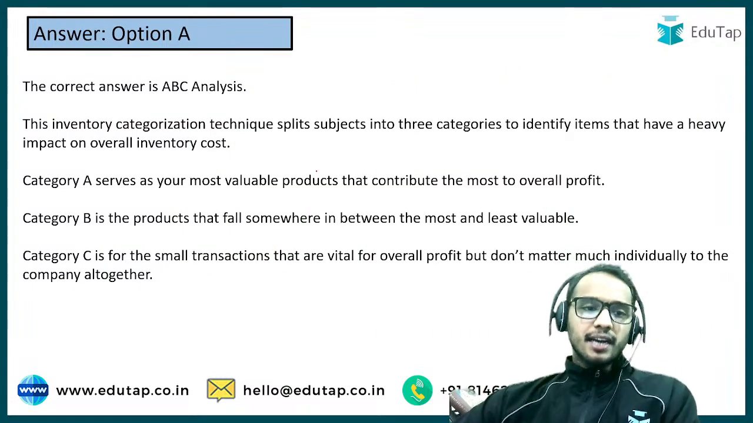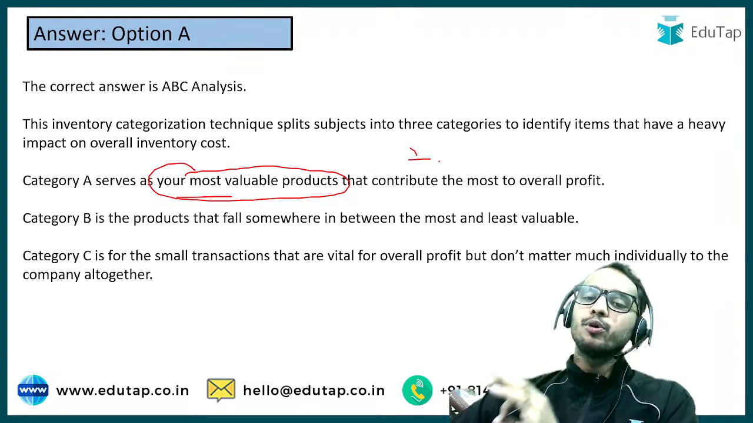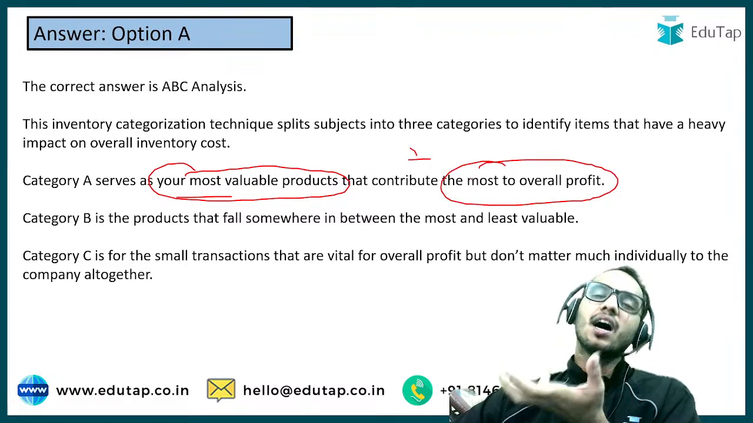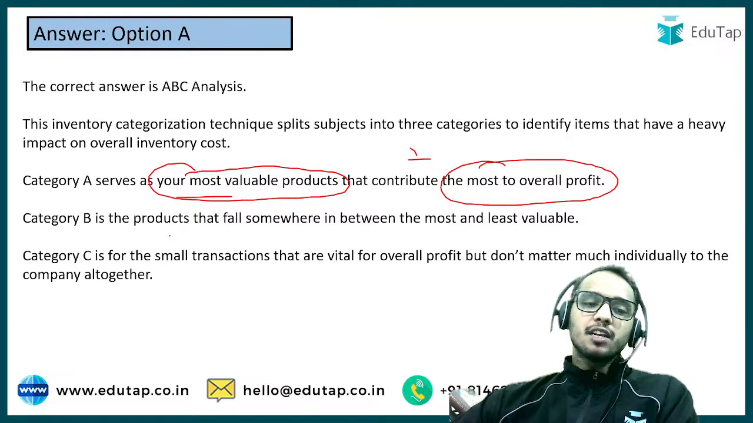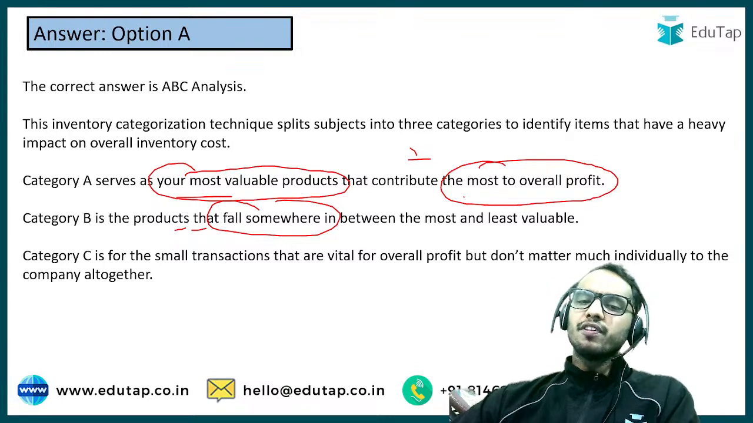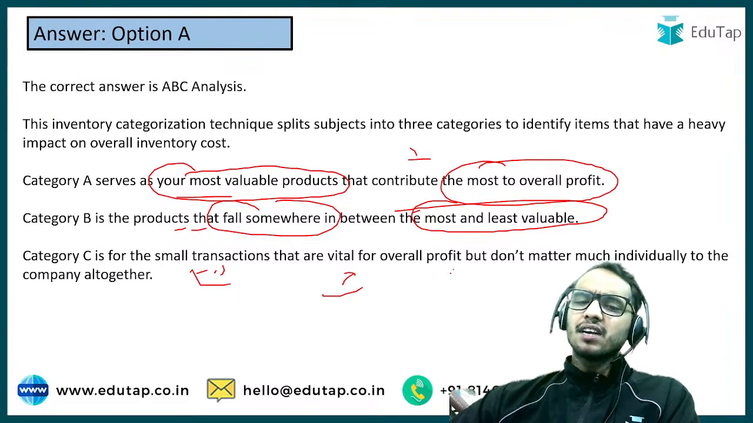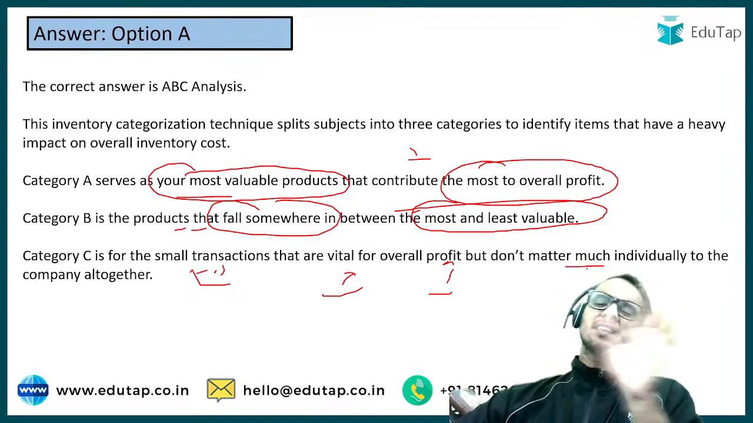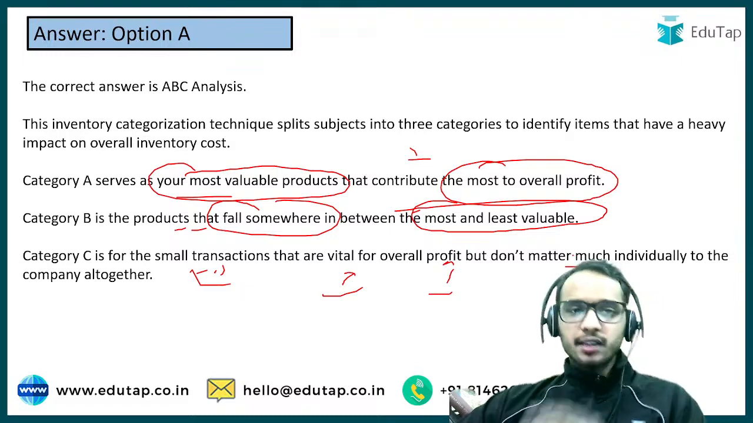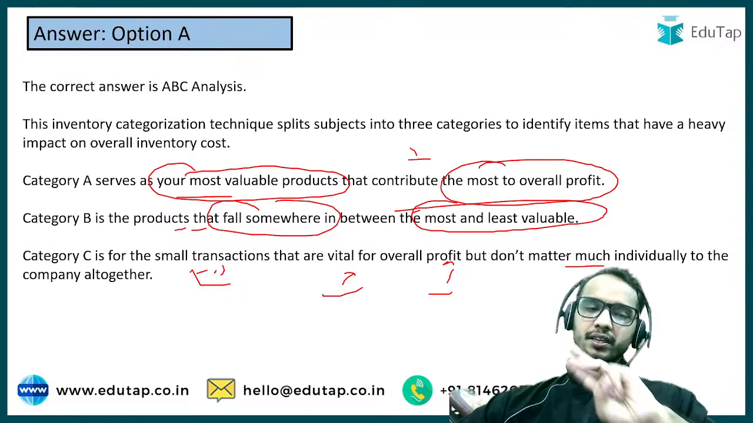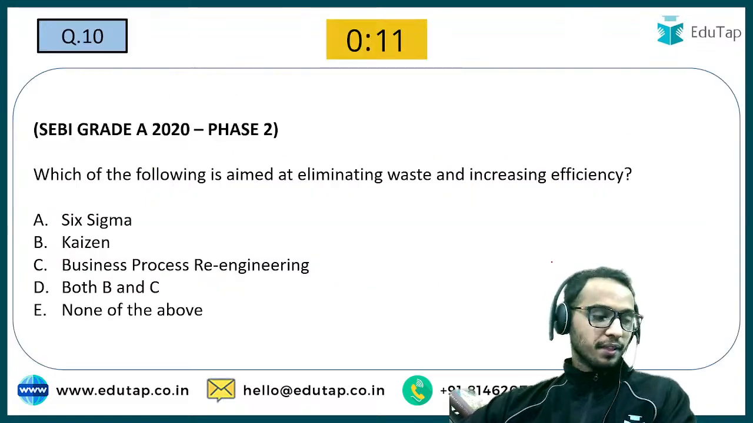Understood? Category A serves as the most valuable products that contribute most of the overall profit. They have the highest weightage in terms of money. Category B is the products that fall somewhere between the most and the least valuable, and category C is the small transactions that are vital for overall profit but don't matter as such when compared to overall money value or overall profit. Correct? So you are going to categorize your inventories into three parts: A, B, and C. Easy enough? Okay, let's move ahead.